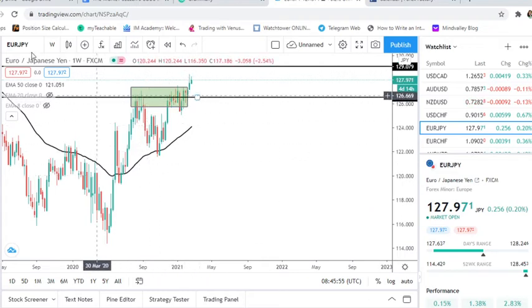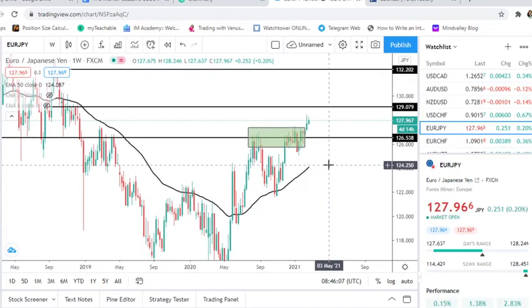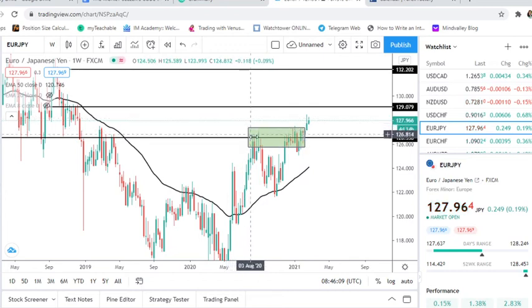And then this one is Euro JPY, and we have a close above here, and it is also still pushing up. Our bias is bullish. We may see some level of retracement before continuation, but our bias is mainly bullish, especially because it closed outside of this consolidation.